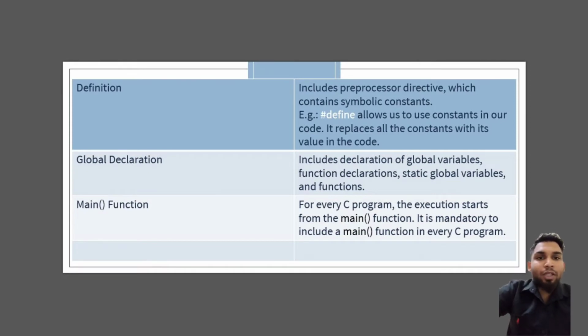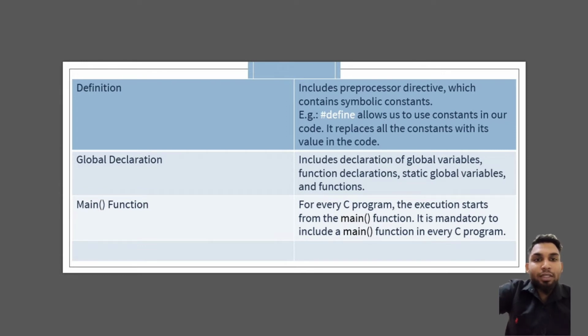Hi madam, now I am going to present about the structure of C programming. Just now my friend gave 3 examples, so now I continue. The definition includes preprocessor directives which contain symbolic constants. For example, hashtag define allows us to use constants in our code. It replaces all the constants with their values in the code.